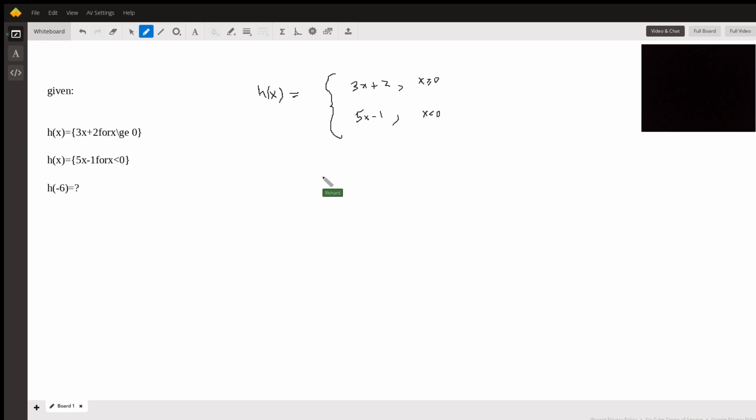And as I indicated, I think the best thing here is to consider a quick sketch. And this top piece, when x is greater than or equal to 0, is going to be a filled dot because of the equal sign here. And this height is going to be 2, and it's going to have a slope of 3. So it's going to look something like that.